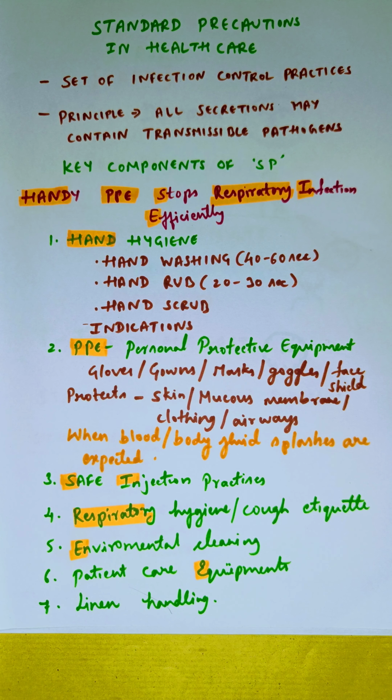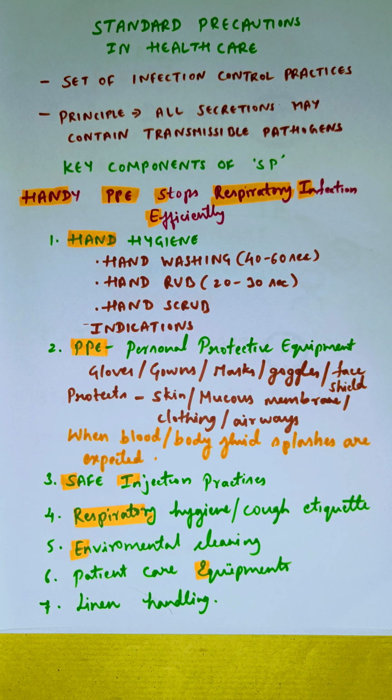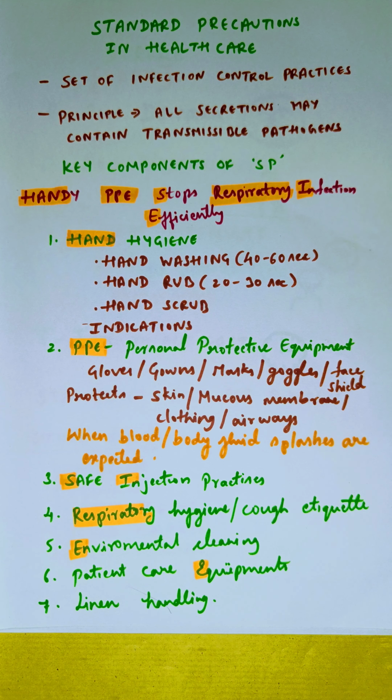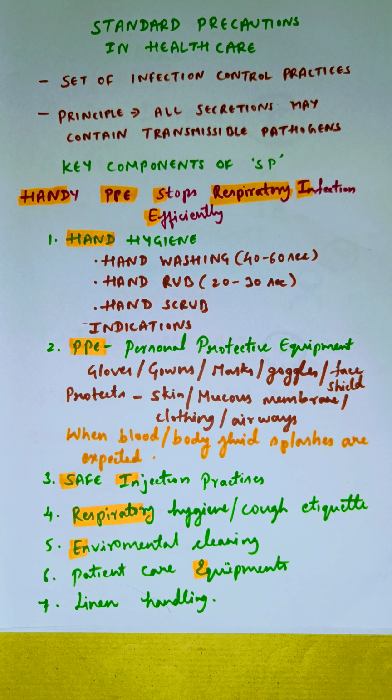Standard precautions in healthcare are a set of infection control practices. They are based on the assumption that all secretions may contain transmissible pathogens, irrespective of the diagnosis. These are the basic level of infection control measures. The key components of standard precautions are HANDPIES.